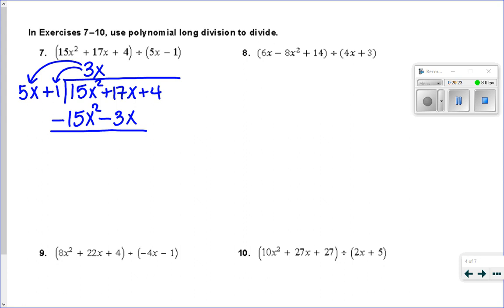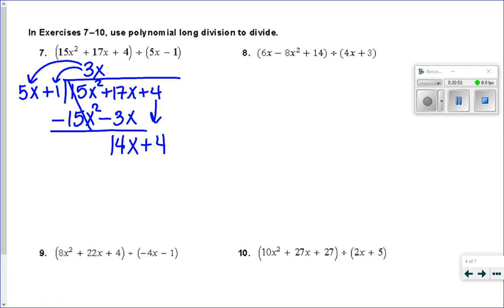Now let's combine straight down. If we did all of that right, these two front terms should cancel. They should be exactly the same if I did that right, and they should just cancel out. In the next column, I have 17x minus 3x. That is 14x. And then, unlike the previous ones, I've got to keep going. I've got a whole other loop here to do. So I bring down my 4, and then we just play this game again.